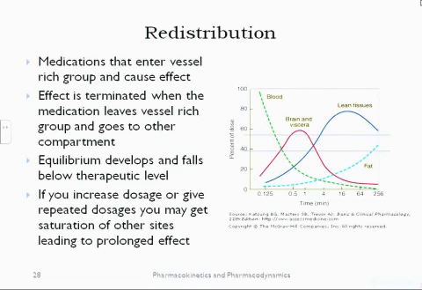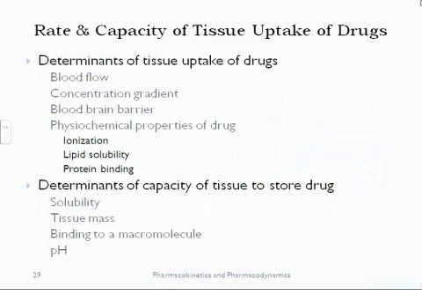So duration of action really is determined by how much saturation you have in the other tissues as well. If you increase the dosage or give repeated doses, you actually may get saturation of other sites, leading to the prolongation of the effect. Now, the rate and capacity of tissue uptake of the drugs is determined by blood flow, concentration gradient, blood-brain barrier, and physiochemical properties of the drug, such as ionization, lipid solubility, and protein binding. The determinants of capacity of tissue to store the drug is also important in the sense that the solubility of the agent, how well it can penetrate into the tissue, how big the tissue mass is.